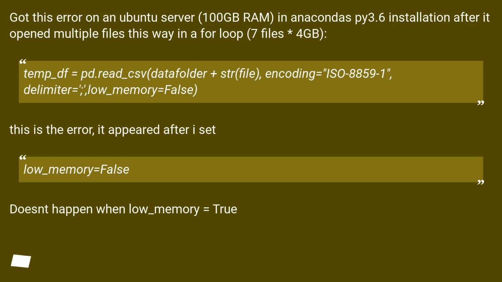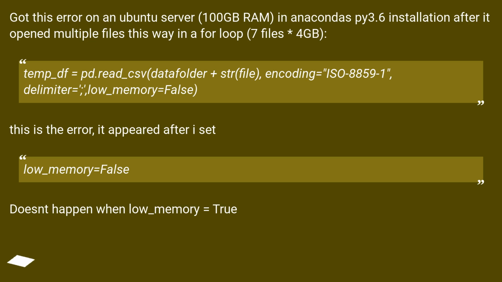Got this error on an Ubuntu server, 100 GB RAM, in Anaconda's Python 3.6 installation after it opened multiple files this way in a for loop, 7 files of 4 GB each. temp_df = pd.read_csv(data_folder + SDR_file, encoding='ISO-8859-1', delimiter=';', low_memory=False).